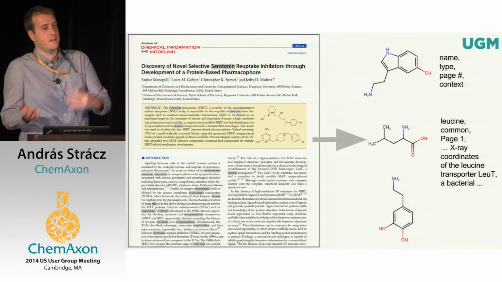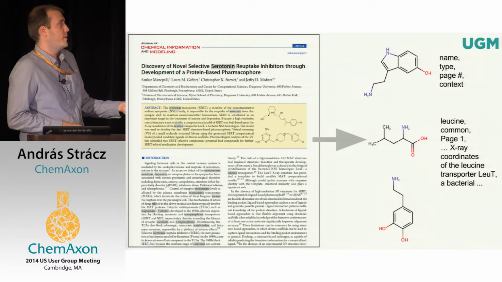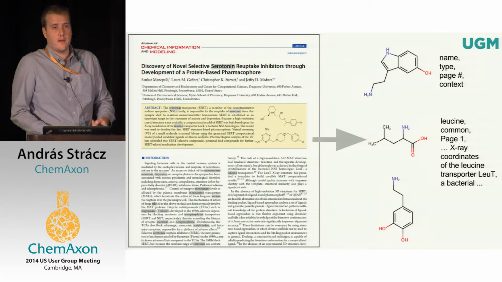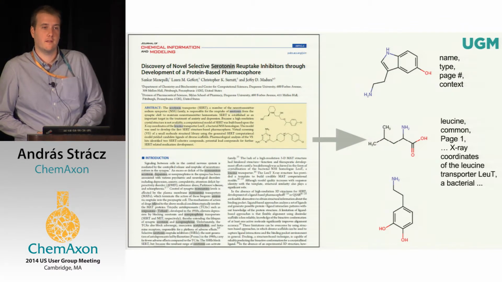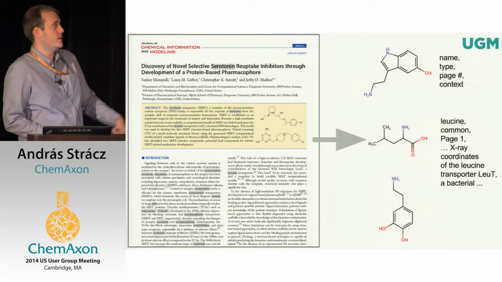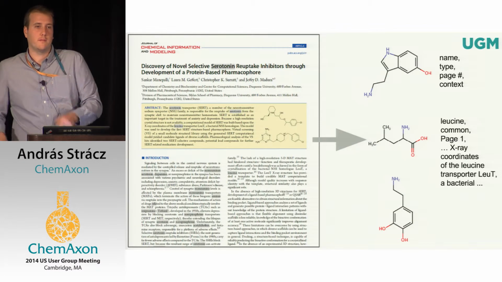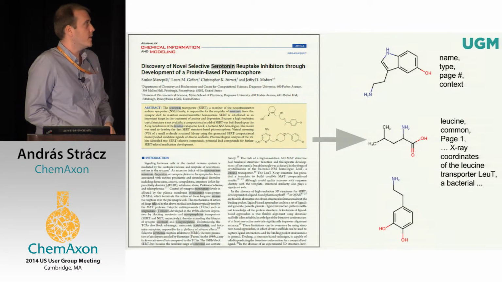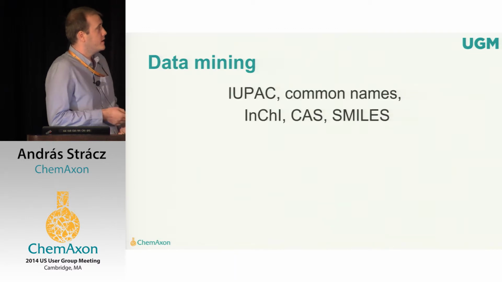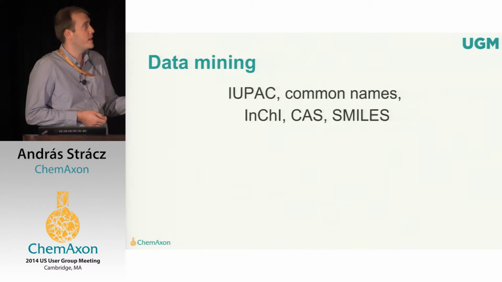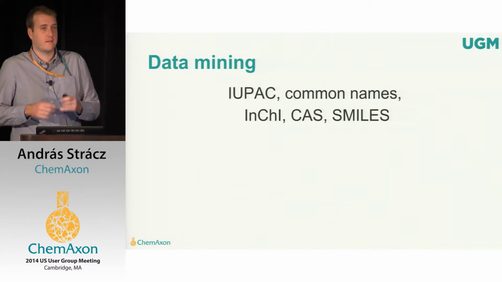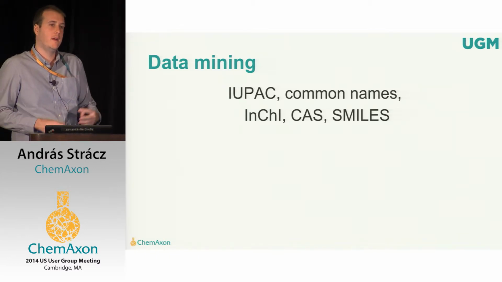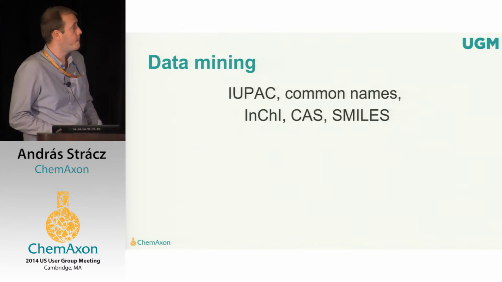Is it a common name? Is it a systematic name? We can give you the page number, and we can give you context, which can be very, very useful in certain cases. Like here, it's not about leucine, it's about the X-ray coordinates of a leucine transporter. So very useful information. If you want this, we can find IUPAC names, common names, InChI, CAS, SMILES, anything that might appear inside the written document.